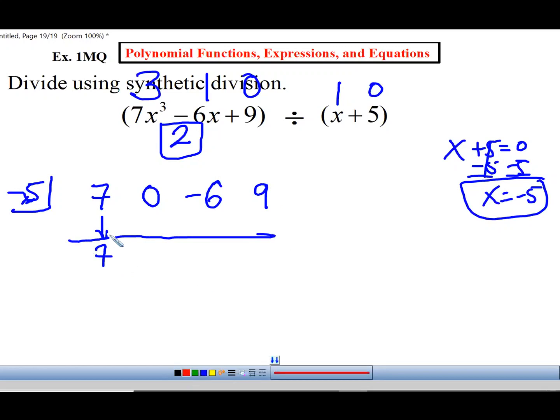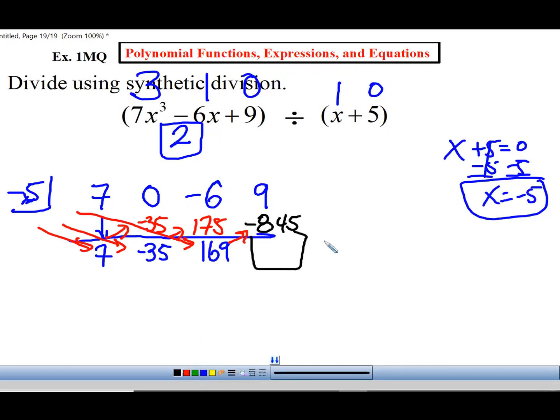Here we go. -5 times 7. That's -35. Combine, that's -35. Again, -5 times -35, that's 175. Combine, that's 169. Again, -5 times 169 goes up here. That's -845. And that's going to be a remainder, -845 plus 9, that's -836. So, let's see. We end up with 7x squared minus 35x plus 169.